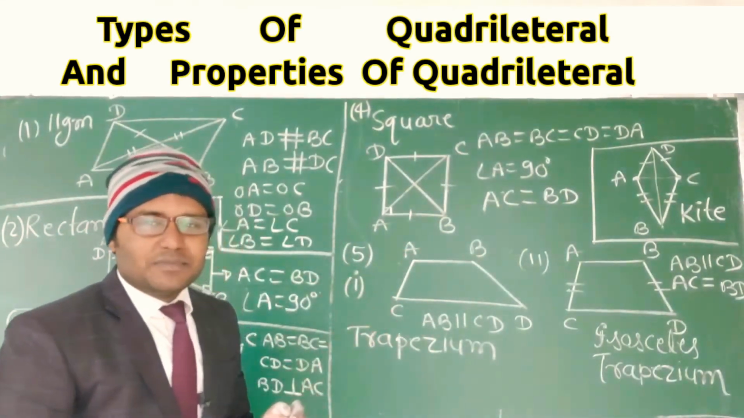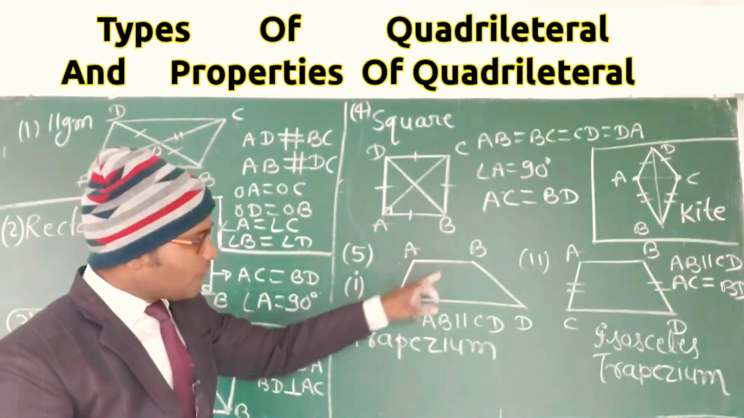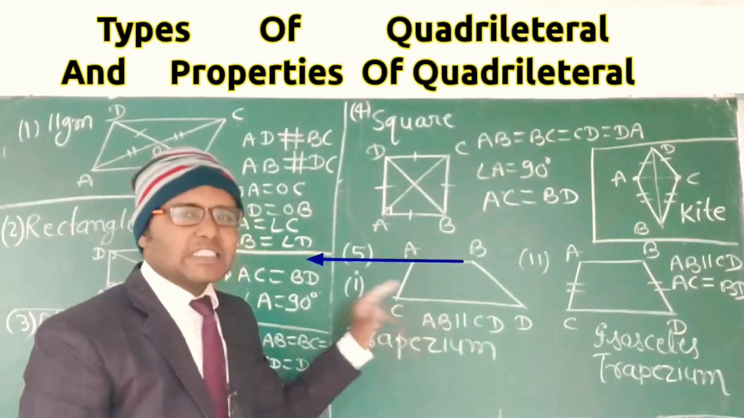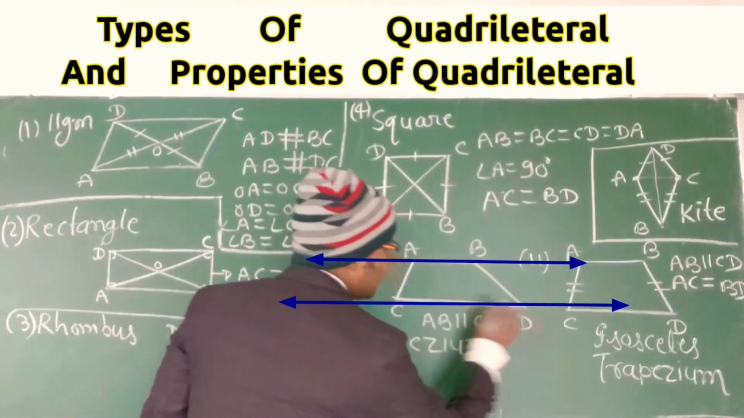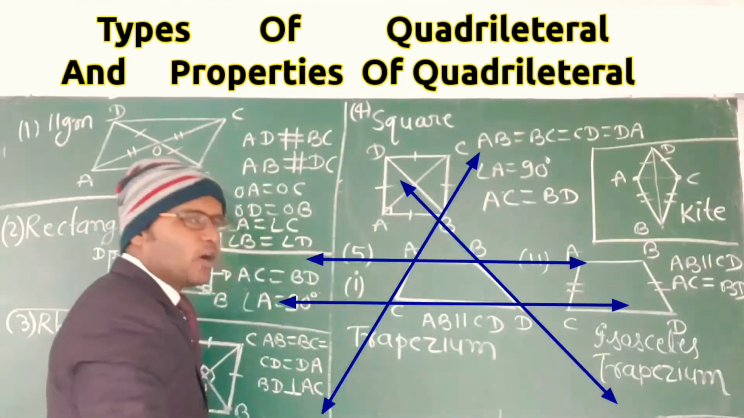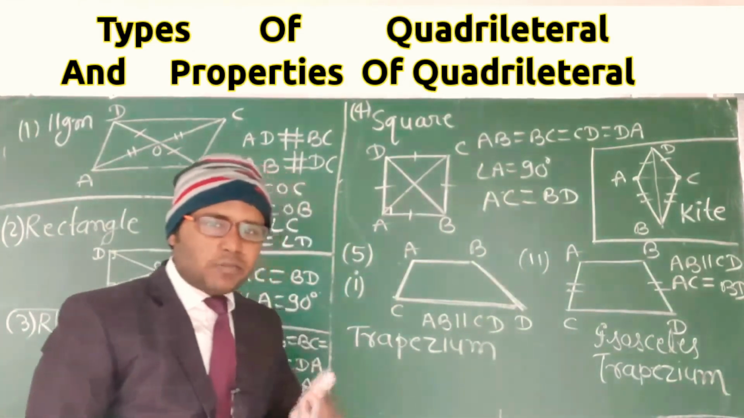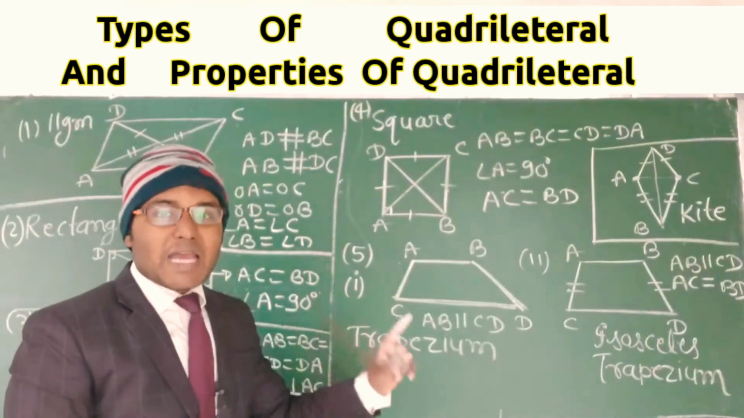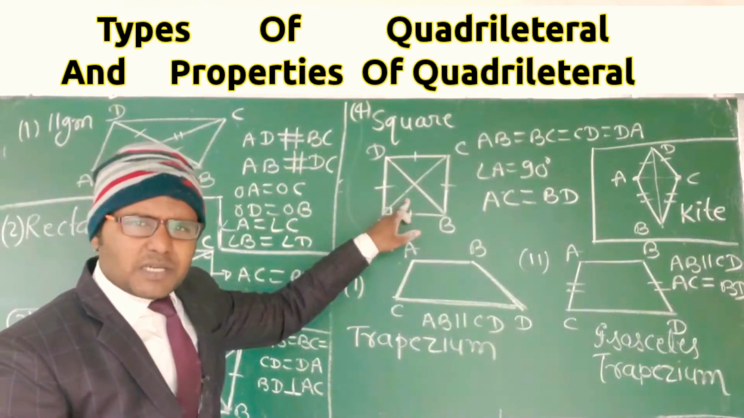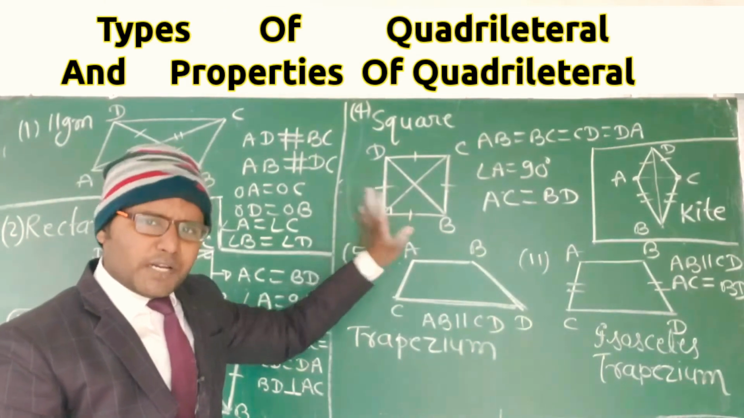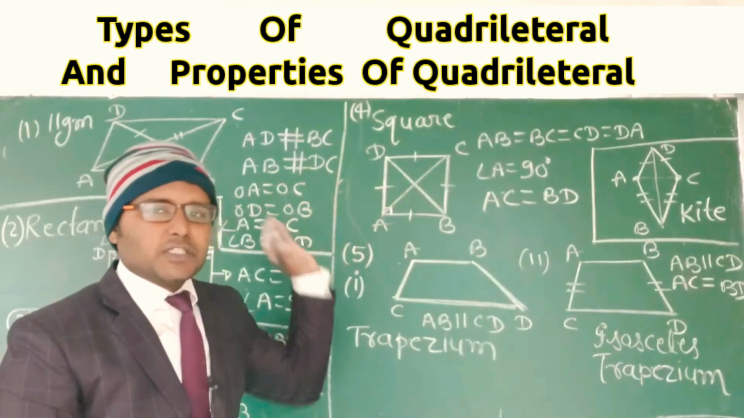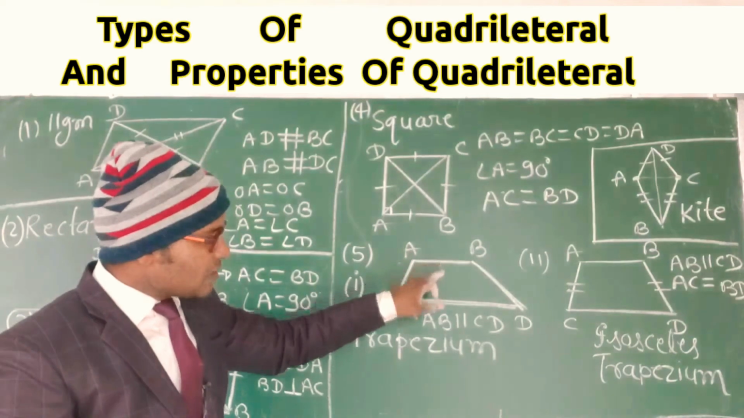What is a trapezium? In a trapezium, only one pair of opposite sides are parallel. That means in a quadrilateral, if one pair of opposite sides are parallel, AB is parallel to CD. Not necessarily AC and BD are parallel. May be parallel, may not be parallel. But in a trapezium, one pair must be parallel to each other. That means this is also a trapezium, yes, this also fulfills all the properties of a trapezium.